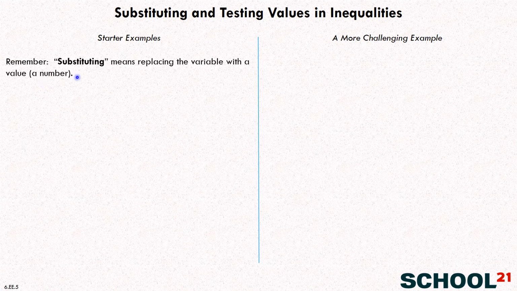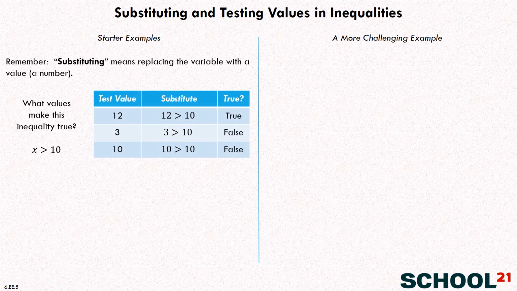Okay? Okay. All right, so what we're going to be doing is putting values in to see if they're true for the inequality. Okay, let's do the first one. What value makes this inequality true? It probably won't be just one value, it'll be values, like it's written here. So the inequality is x is greater than 10. We can create a table of values, and we can test different values in the first column right here.